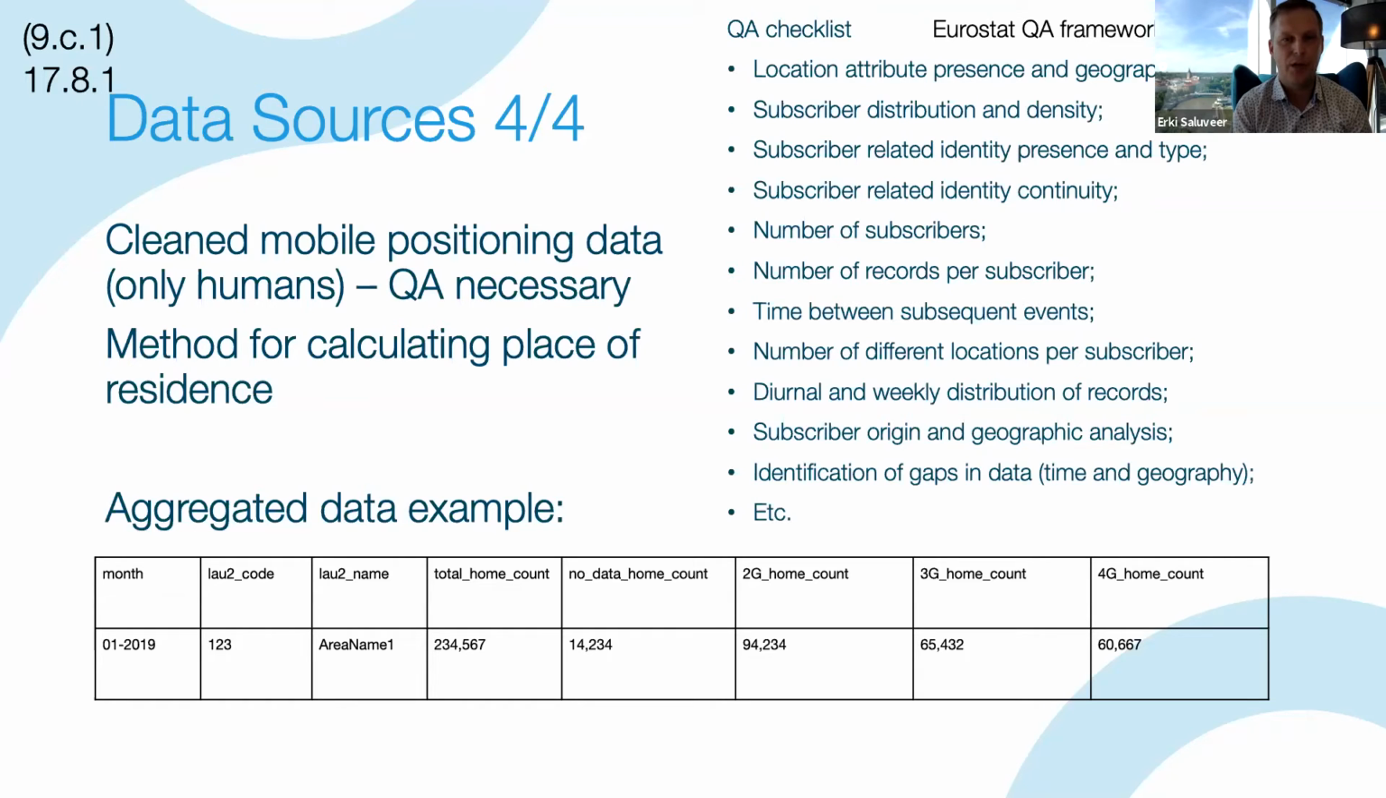And we use the Eurostat quality assessment framework that we have adjusted to the mobile phone data. And we estimate things like location attribute presence and geography, subscribers distribution and density, subscribers related identity presence and type, subscribers related identity continuity, number of subscribers, etc. So each of those has been explained in our handbook, where it is described in more detail how to check them.